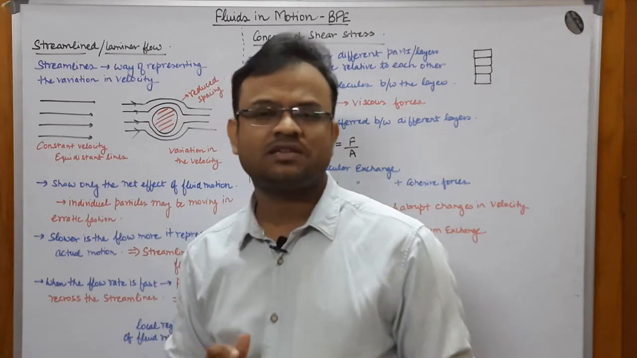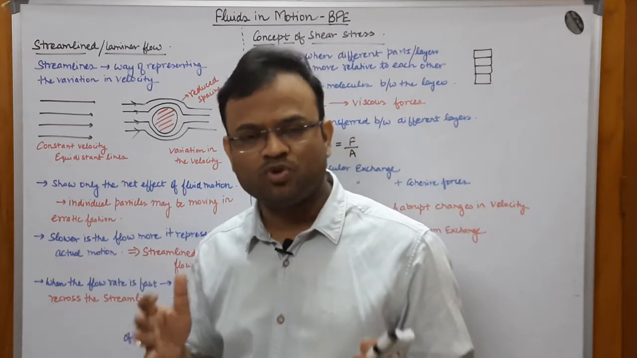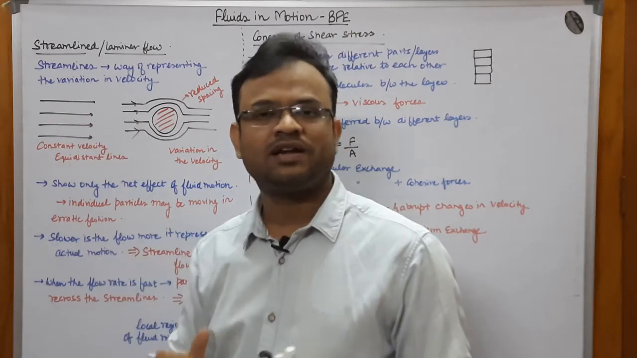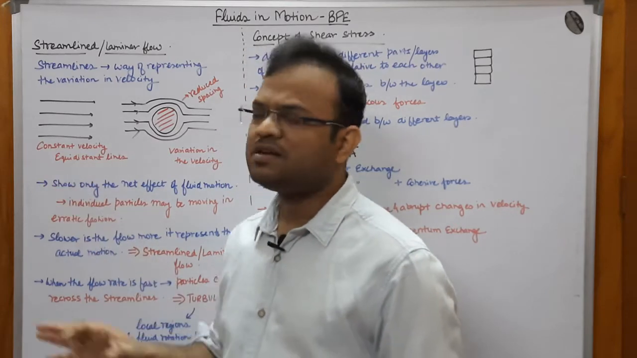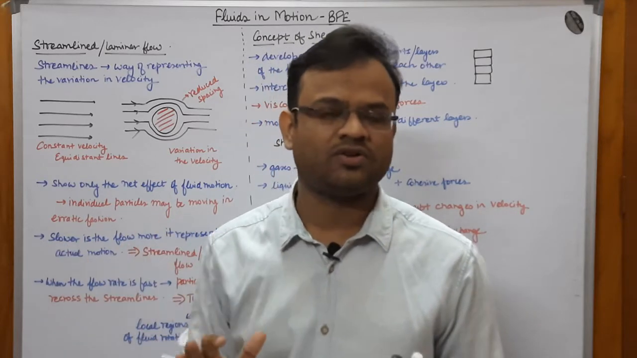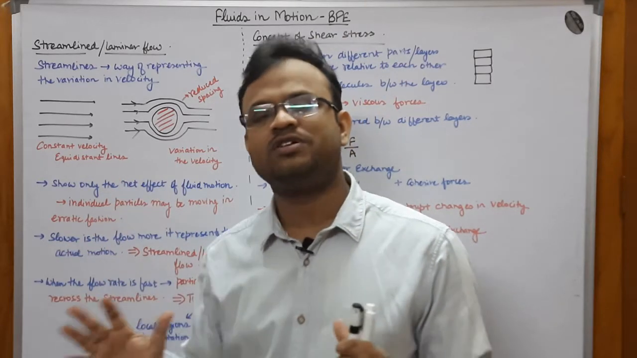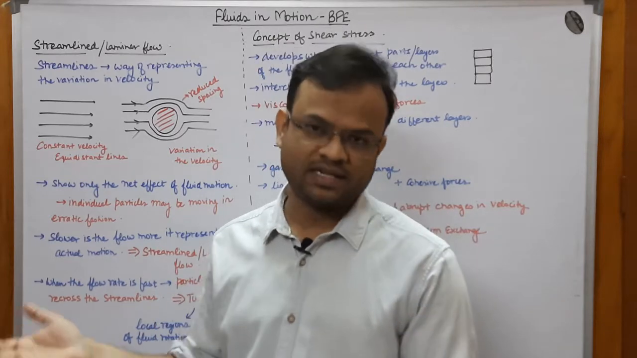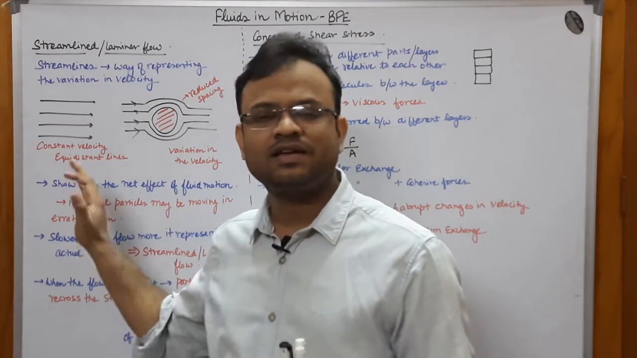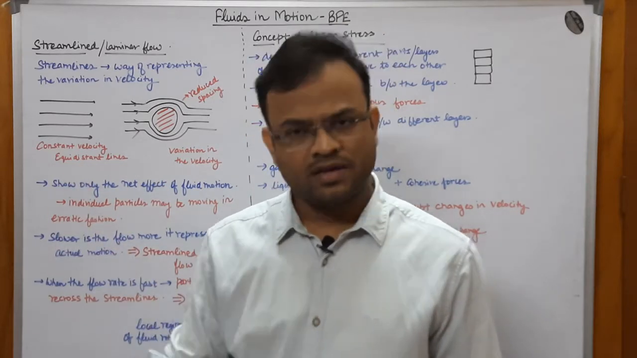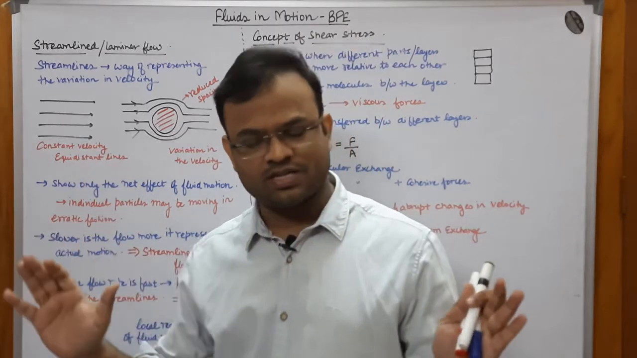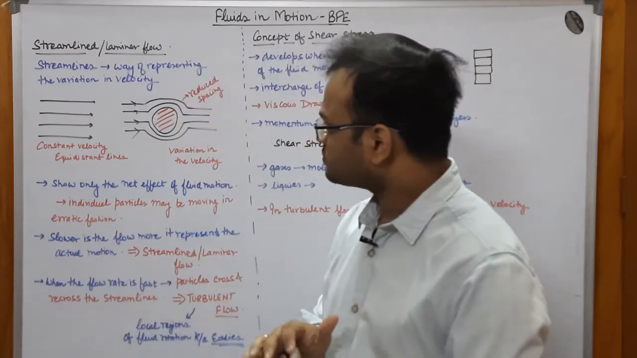So whenever the motion of a fluid is shown in such a way that it is represented by equidistant lines, then it is considered that the fluid is moving, and fluids comprise both liquids and gases. So when we are talking about equidistant lines, this clearly means that the fluid is moving with a constant velocity.